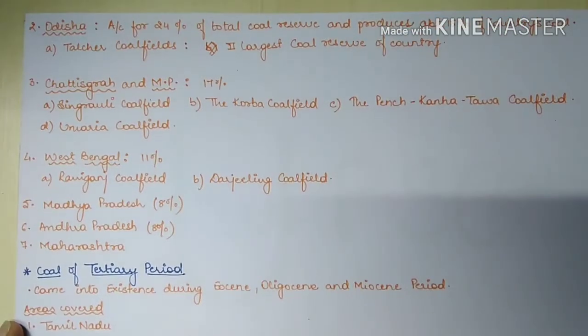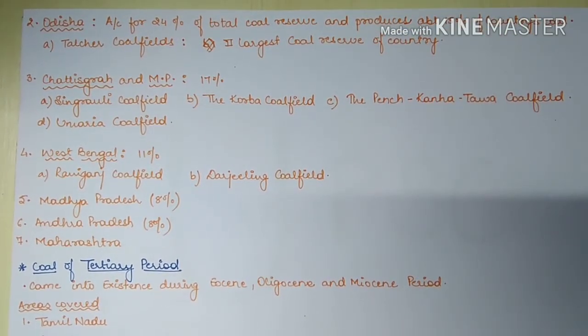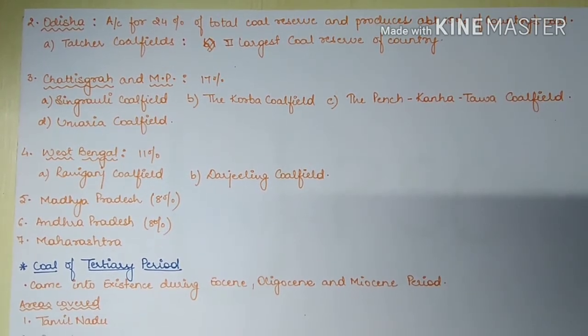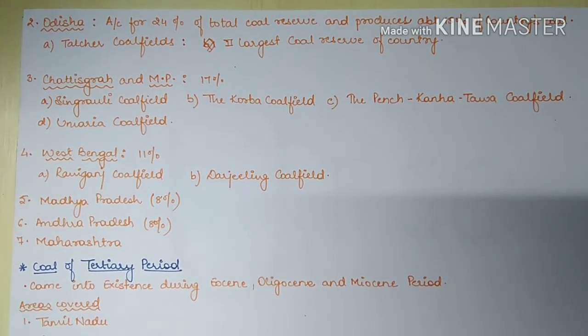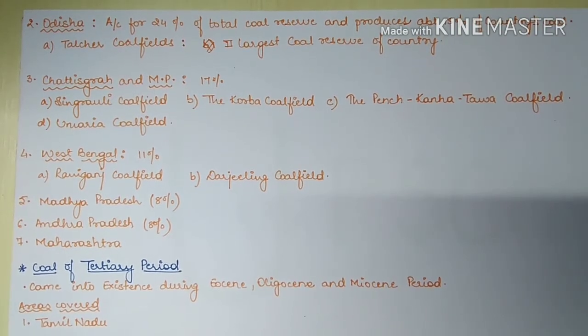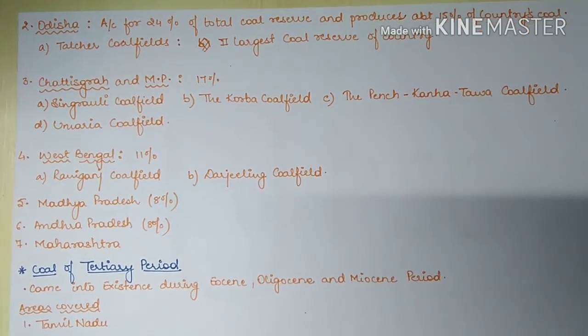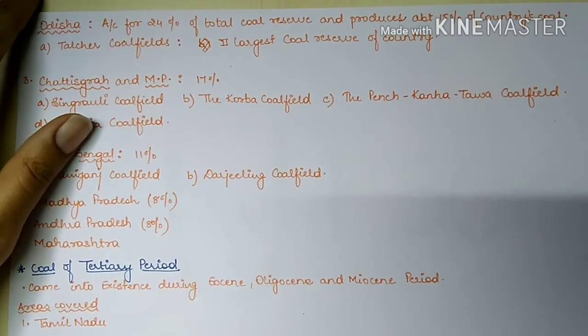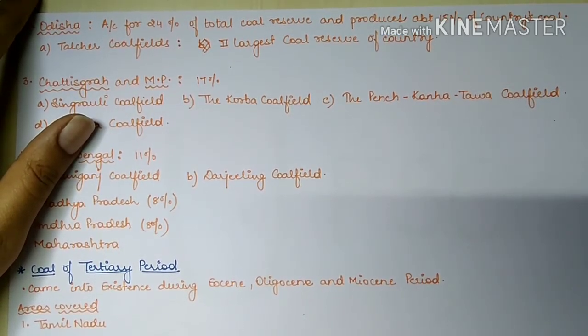Now the next state that we have is Odisha. Odisha accounts for more than 24% of the total coal reserve and produces about 15% of the country's coal. In Odisha, the most coal deposits are found in Sambalpur, Sundargarh district, then Dhenkanal district of Odisha. In Odisha, we have only one coal field, that is the Talcher coalfield, which is the second largest coal reserve of the country, and it stretches over Dhenkanal and Sambalpur district, and it covers an area of 500 square kilometers.